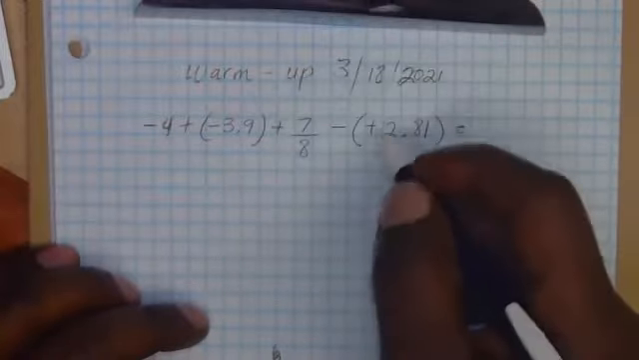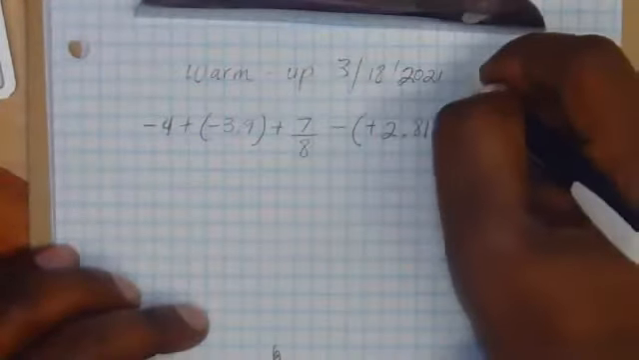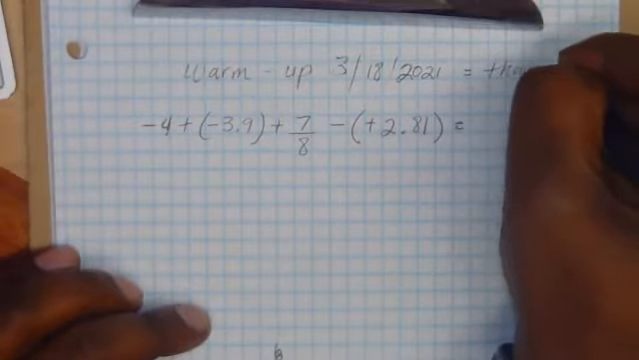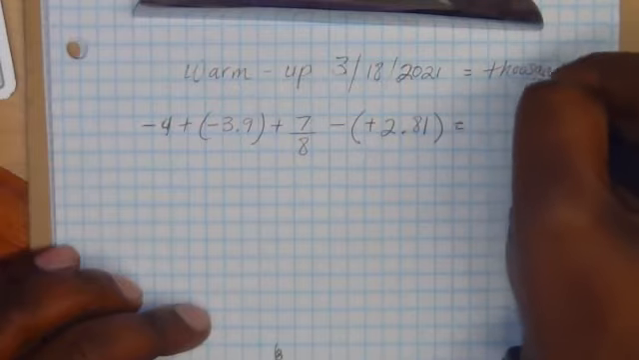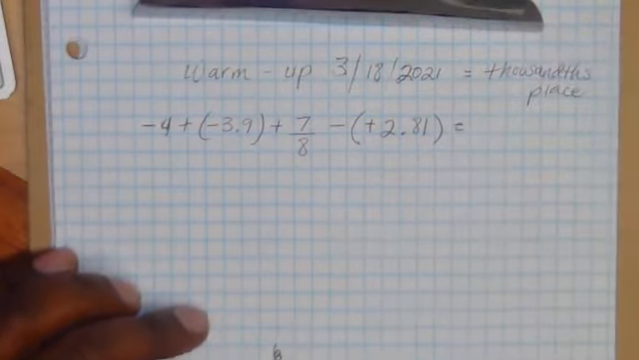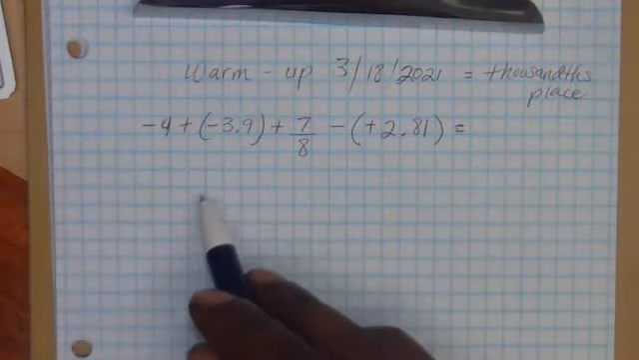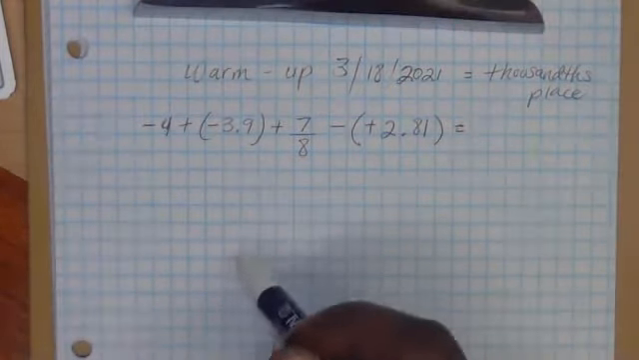The thousandths place. I said round your answer to the thousandths place. All right. So what is the first thing that we want to do here?